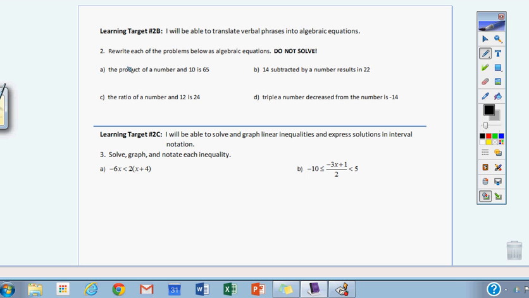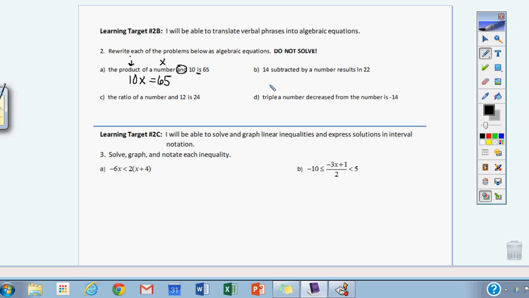So the product of, whenever you see this product, hopefully you're thinking multiplication. Whenever you see this word and, it's telling you the two things that are being multiplied. So the product of a number and 10, so that would be 10x. So the product of a number and 10 is 10x. And then it's just a simple one to start, is 65. So we know that is means equals 65.